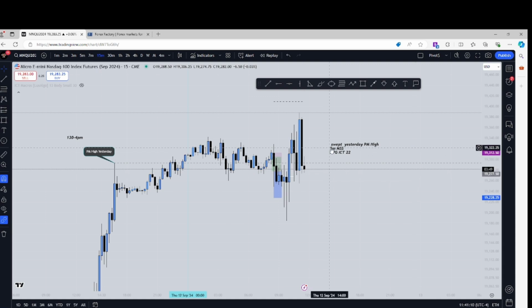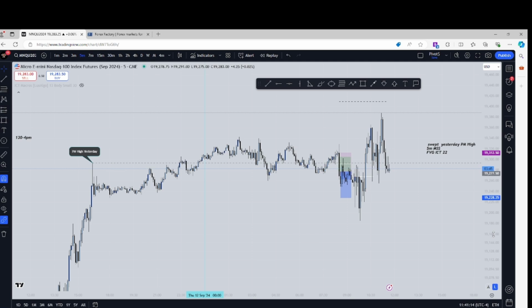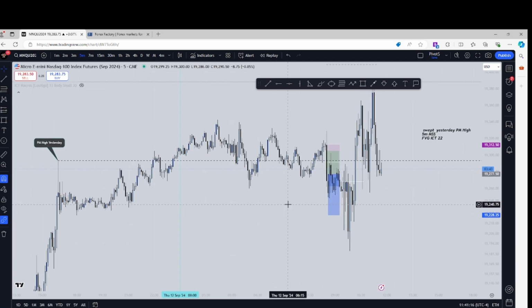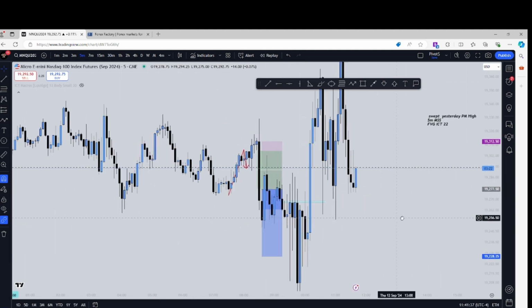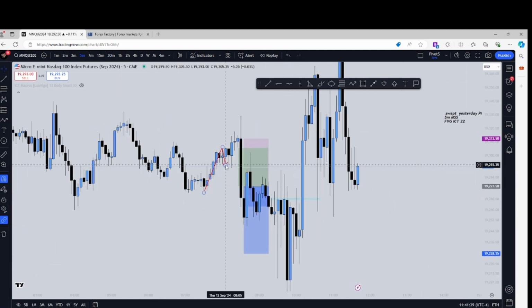So I dropped down to 5 minute. As you see, I saw a 5 minute market structure shift. What I tell you guys here, and that is here. Oh, hold up. There we go. And we had a market structure shift right here. Let me zoom in for you guys real quick. We had a market structure shift right there, but it didn't leave nothing.